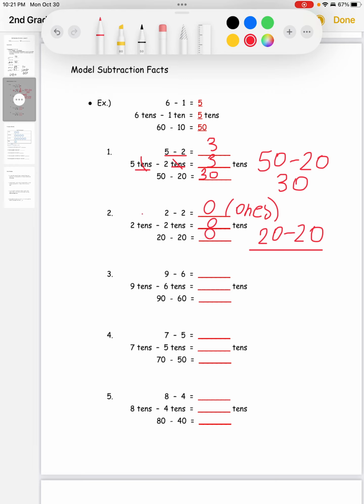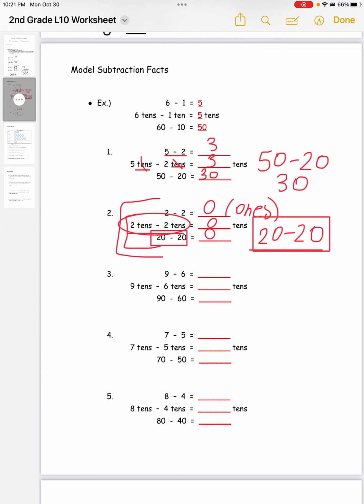So these two equations would look basically identical. This whole equation right here looks identical to the other. Because written out, the tens would be like this, and these two are the same. So this one is just in word format, and this one's in numerical format.